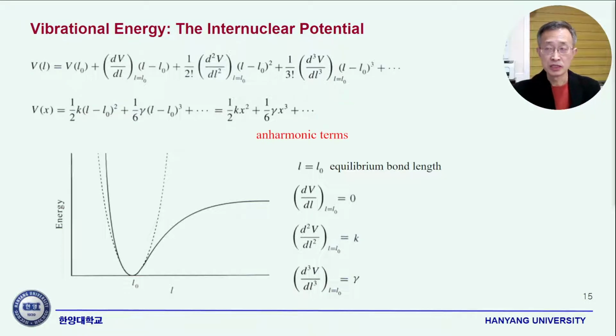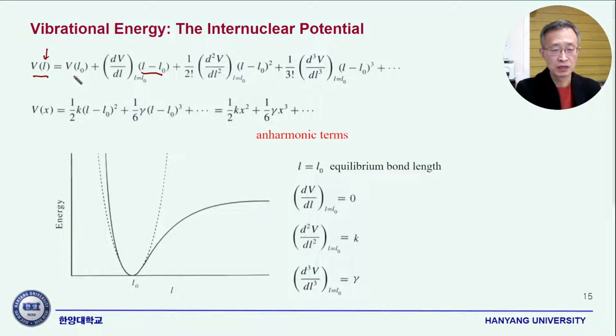So as a function of the displacement, L is the current length or current position from the reference point L0. So L minus L0 is the deviation. In terms of the deviation, we describe the potential function. Actually, L is the coordinate, and L minus L0 is the deviation.